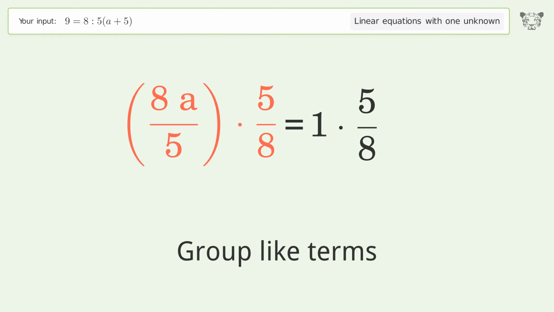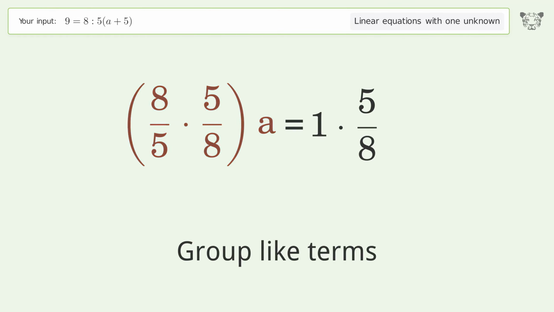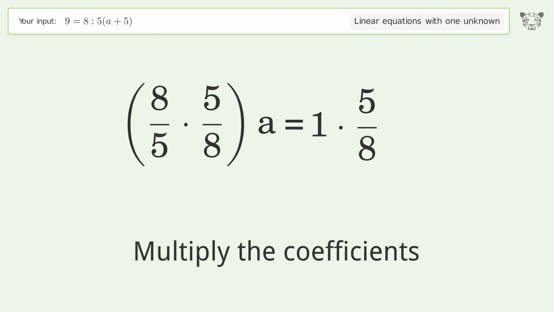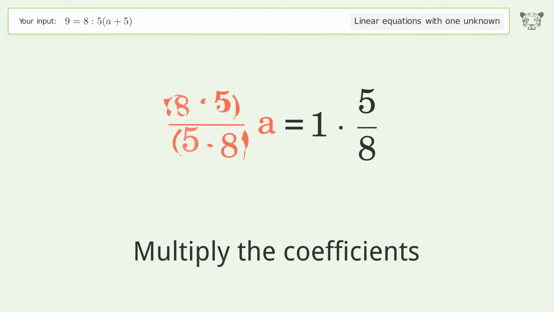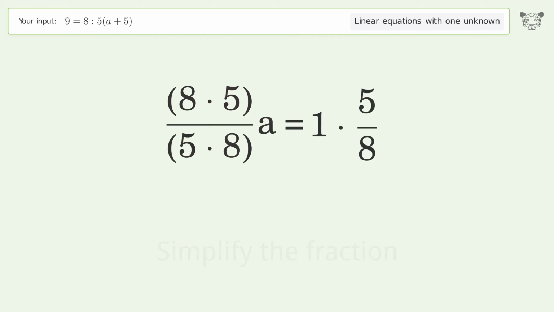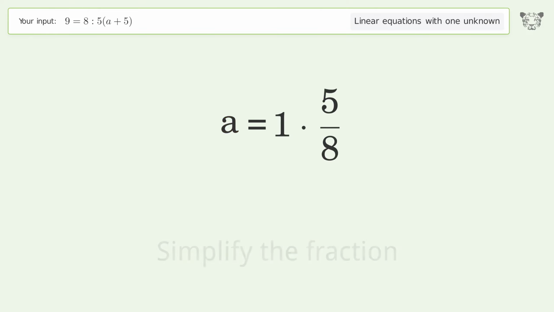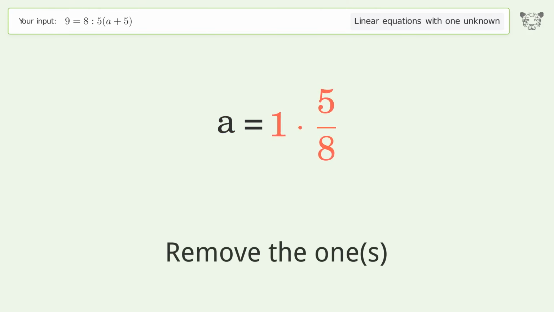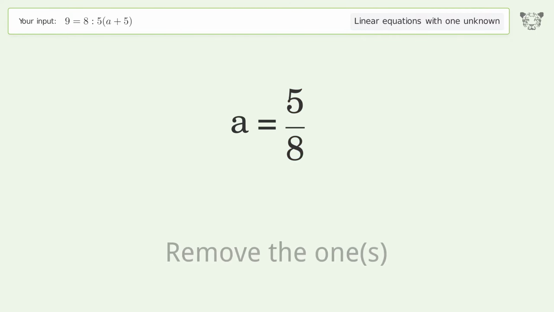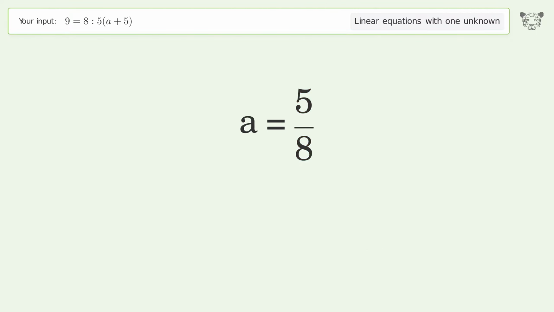Group like terms. Multiply the coefficients. Simplify the fraction. Remove the ones. And so the final result is a equals 5 over 8.